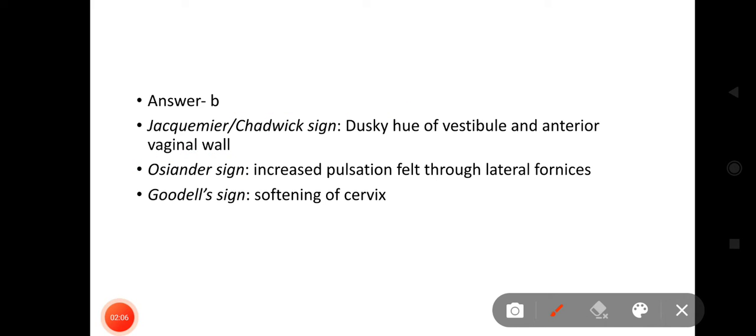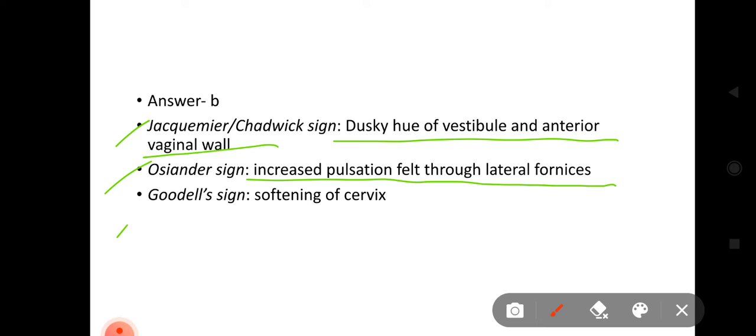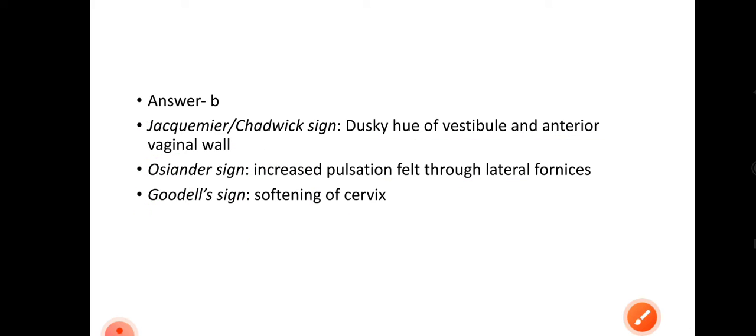Other few signs: Jacquemier or Chadwick sign, dusky hue of vestibular and anterior vaginal wall. Osiander sign, increased pulsation felt through lateral fornices. And Goodell sign is softening of cervix. Soft is always good. So Goodell sign is softening of cervix.